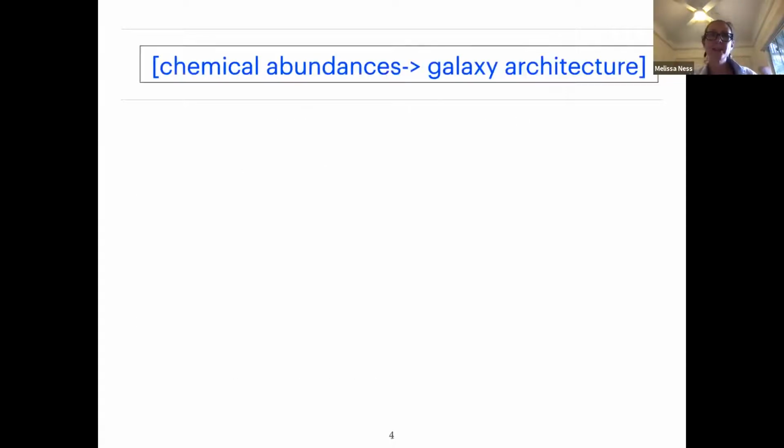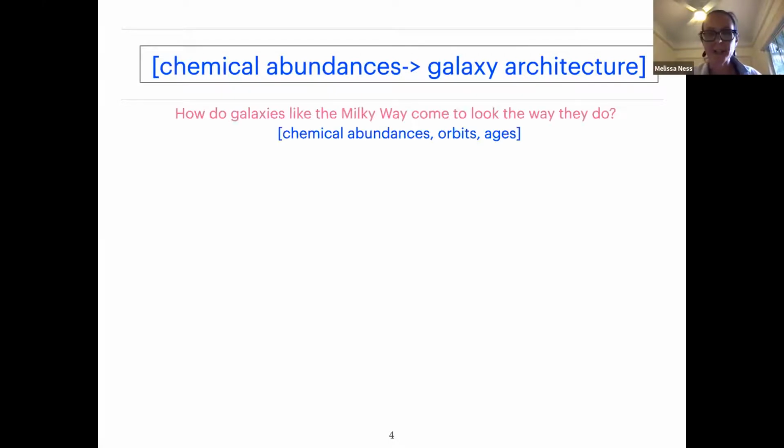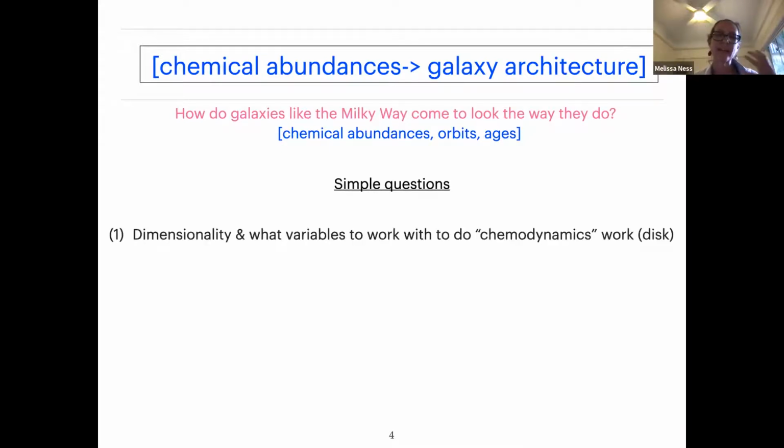So chemical abundances to galaxy architecture, where the big picture question is how do galaxies like the Milky Way come to look the way that they do? We have measurements of chemical abundances, orbits, and ages to start to look at answering this question. So I'm going to break down my talk into two simple questions, and these are things that I've been trying to work out for myself over the last years.